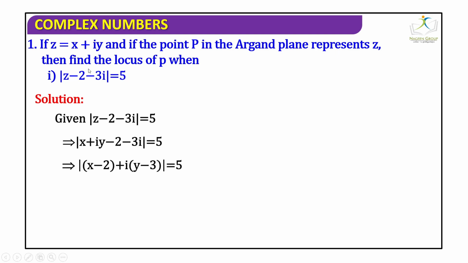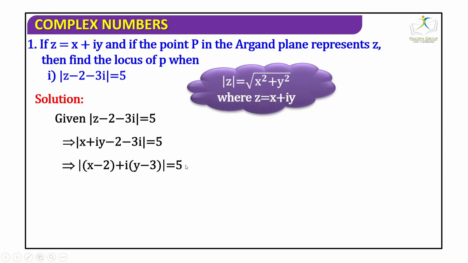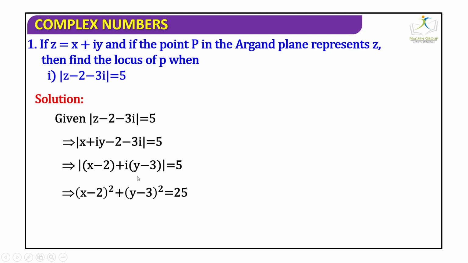From here we separate the real part. Which is the real part? The one without iota. The imaginary part is the one that comes with iota. So this is x minus 2, and this is plus iota, taking it common, y minus 3, which is equal to 5. From here we know modulus means under root of real part square plus imaginary part square under the root. So from here we find x minus 2 whole square plus y minus 3 whole square equal to 5 square. 5 square will be equal to what? 25.